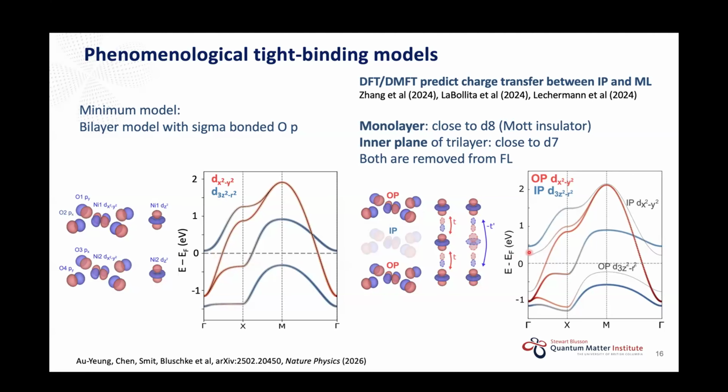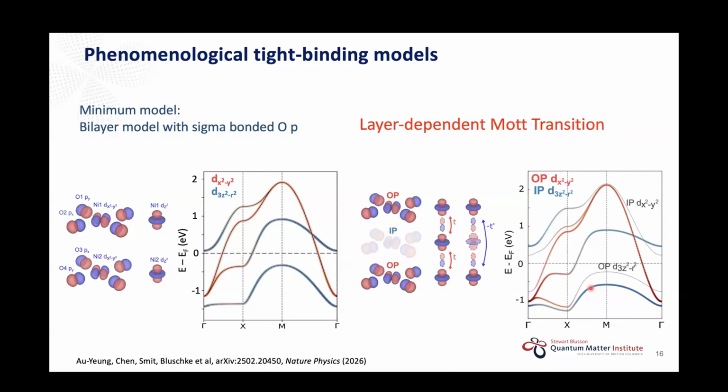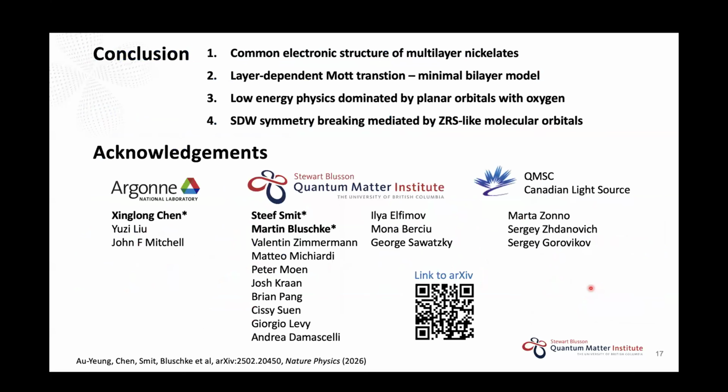However, when we move away from the Fermi level, of course, the bands will be very different. And it's also shown in our data that the valence bands of 1313 and 2222 are different. And so what we're suggesting is that the reason why 1313 and 2222 are so similar may be that this is a layer-dependent Mott transition to make the low-energy physics very comparable between the two systems.